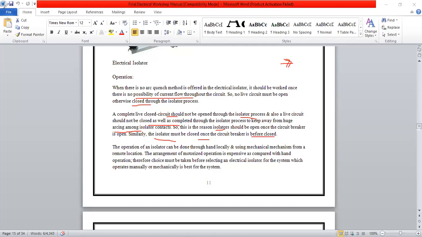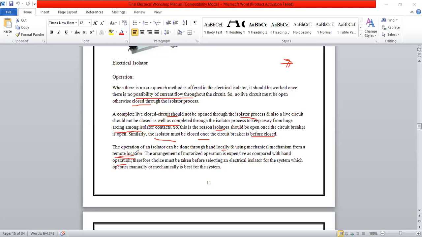So it should be opened or closed in no load condition. Now, the operation of an isolator can be done by hand, locally, using a mechanical mechanism. By using hand we can open or close this isolator, or operate it from a remote location. The arrangement of motorized operation is expensive as compared with that of hand operation.